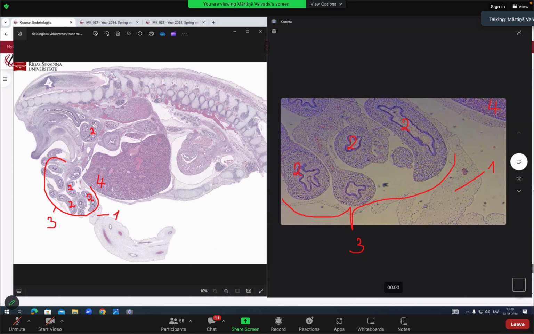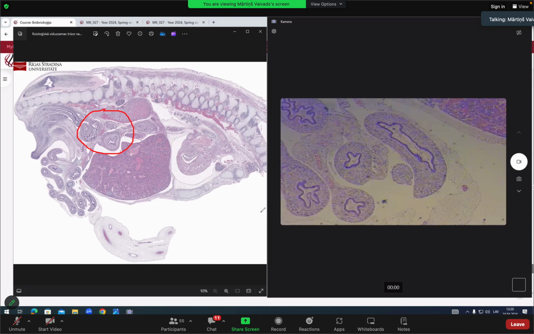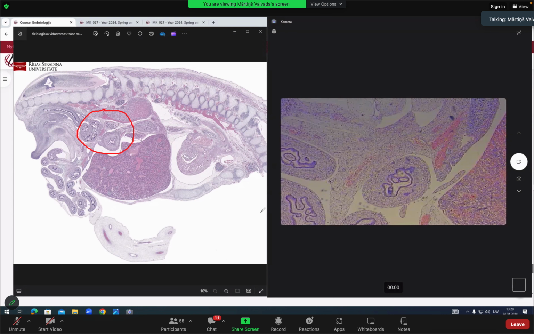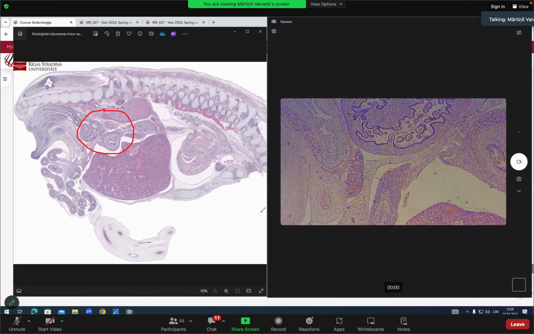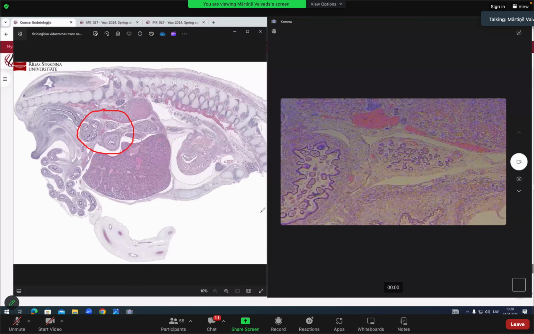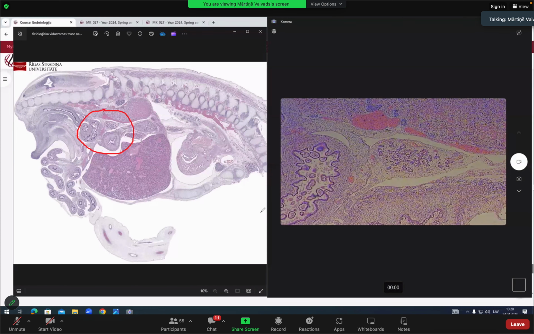But what else do we need to talk about? There are some other structures you can label here. So I will delete these drawings. We will move to different locations. Let's move here. I will label here on the picture, and I will use the microscope to move to this area.